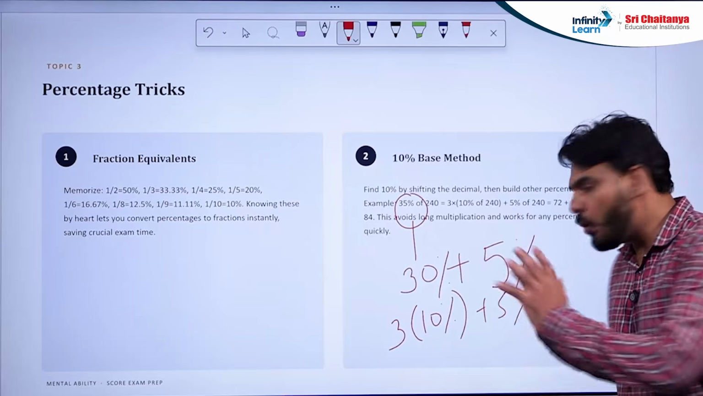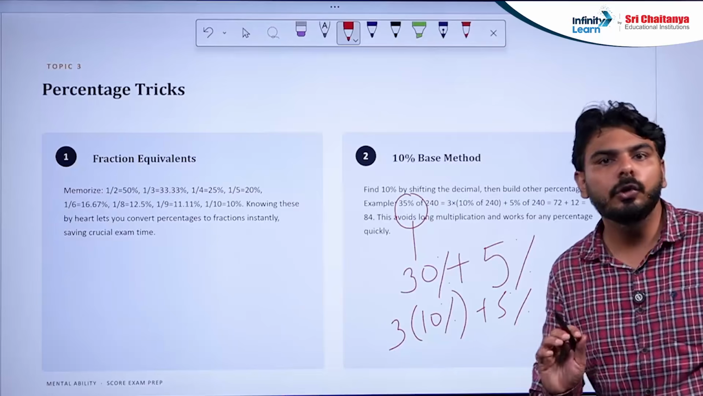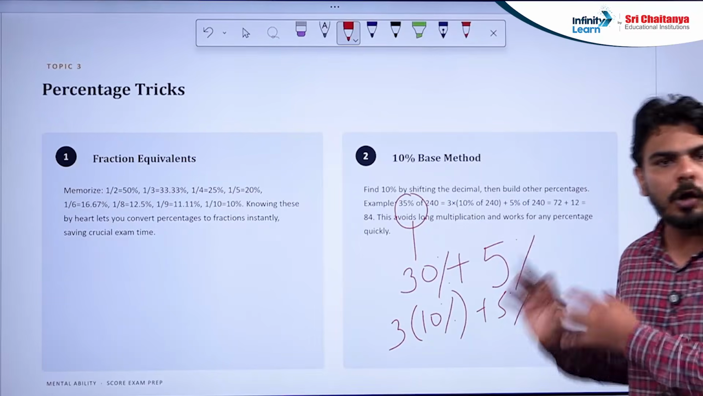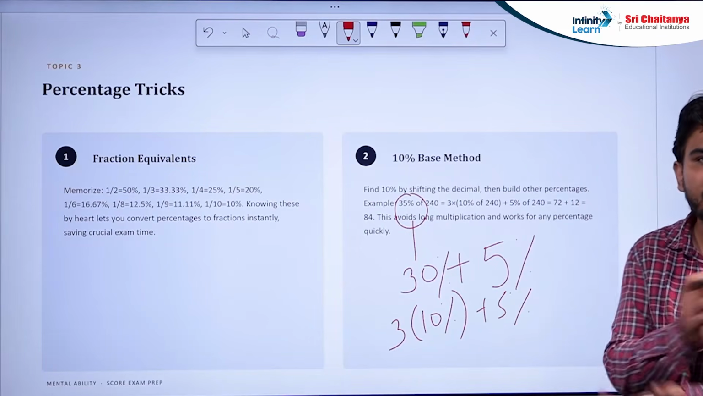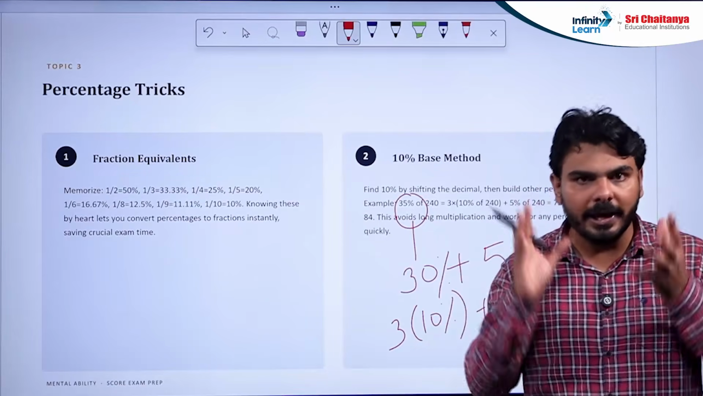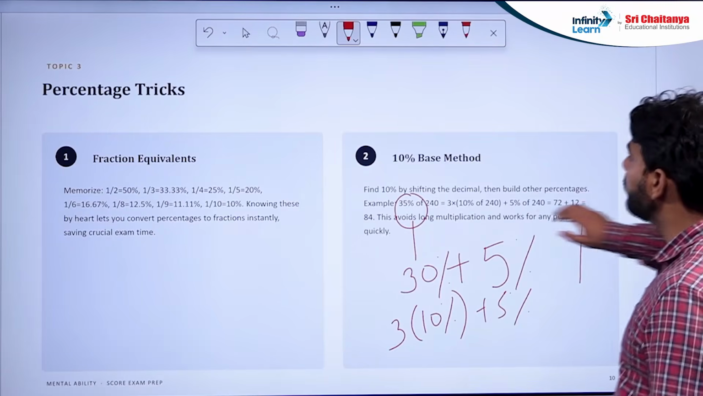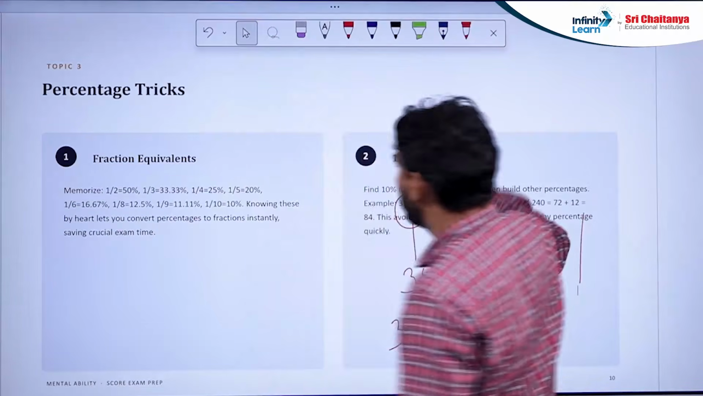Why are all of these things helpful? For doing these calculations, you don't need any pen and paper. You can do all of these calculations in your mind only. That's why our subject name is mental ability. Now let us move on to our next topic. Let us see what your next topic is.